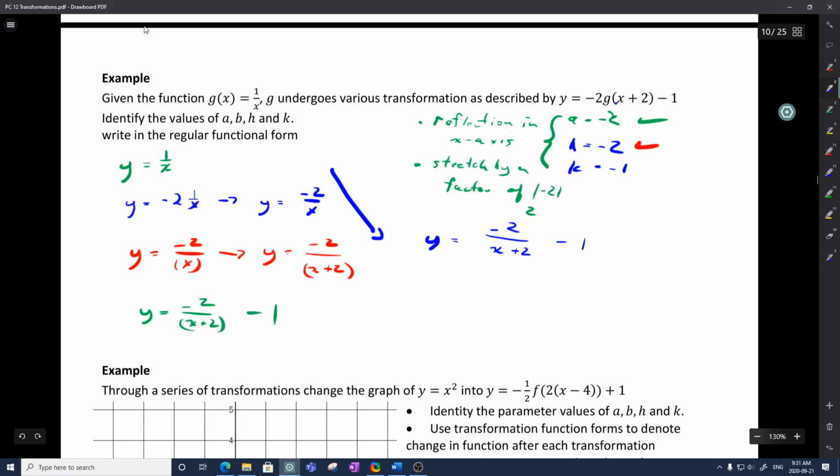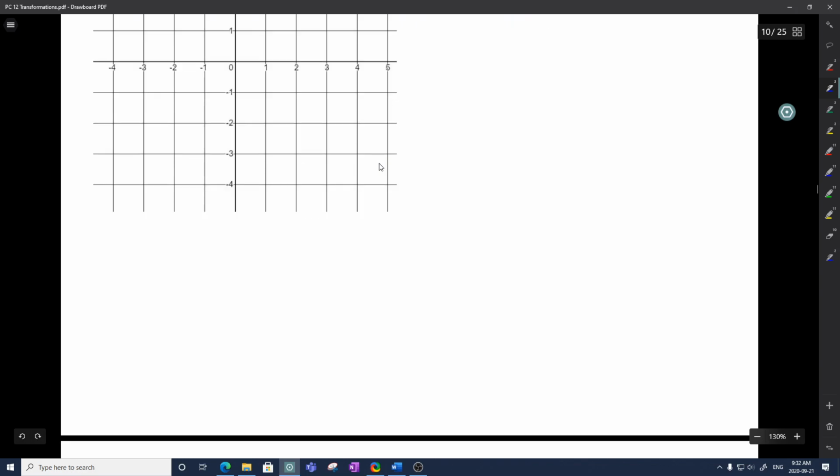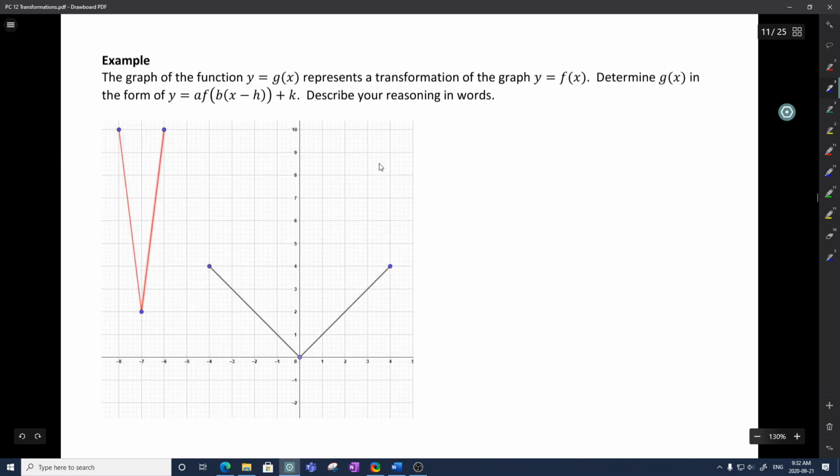And here, obviously, for h, we would shift 2 units to the left. K would shift 1 unit down. But this is what I really wanted to talk about here. We have to be careful about when A or B are negative. Now, I'm going to go over to the last example here.